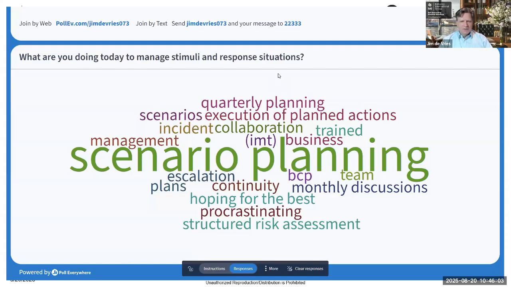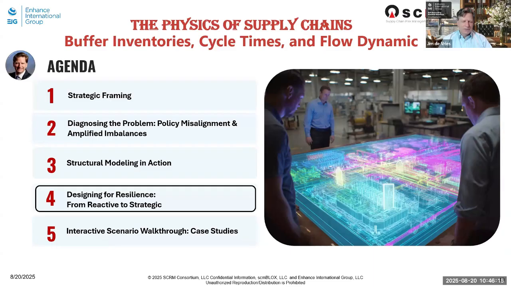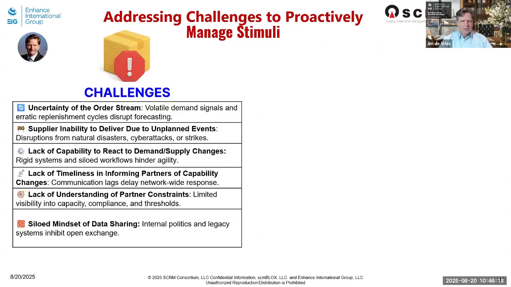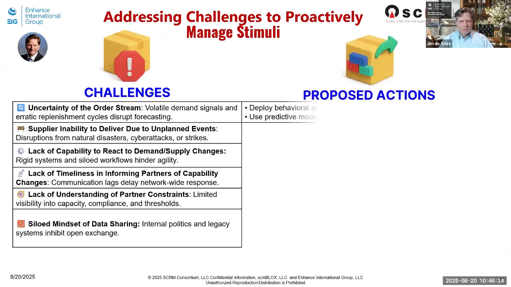Thank you. So please keep your questions flowing in the chat. And with that, we'll move on to the next section, designing for resilience from reactive to strategic. So we try to summarize here some challenges to proactively manage stimuli and give some best practices we've seen throughout the years. We'll start off with uncertainty of the order stream that we've been talking about quite a bit. And some proposed actions is deploy some behavioral analytics and isolate true demand signals and use predictive modeling.